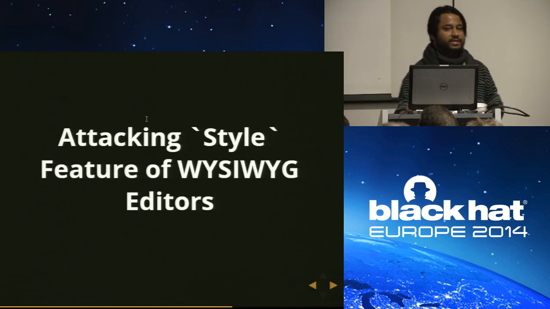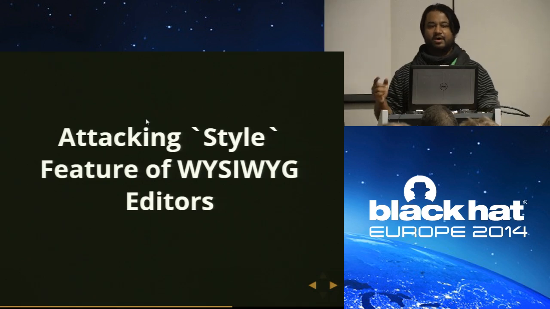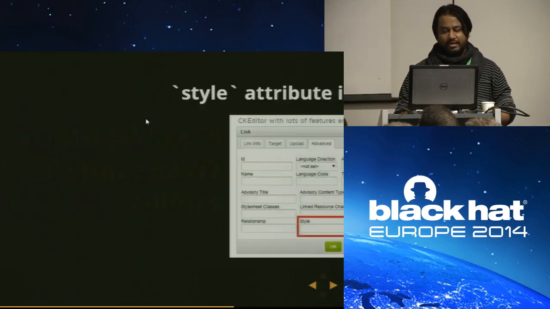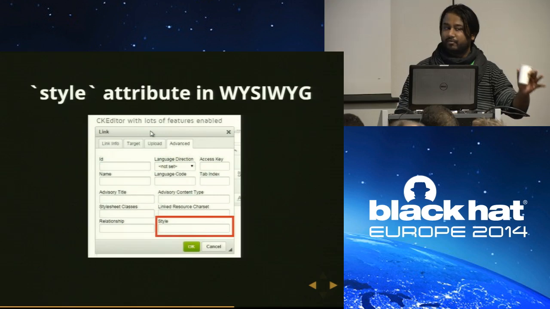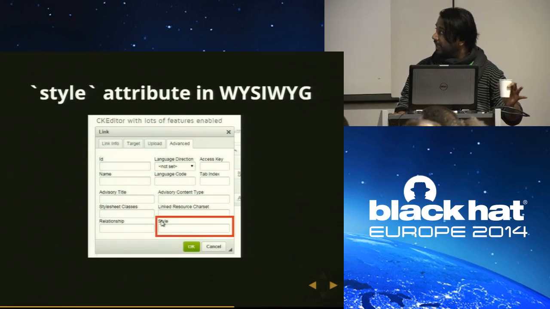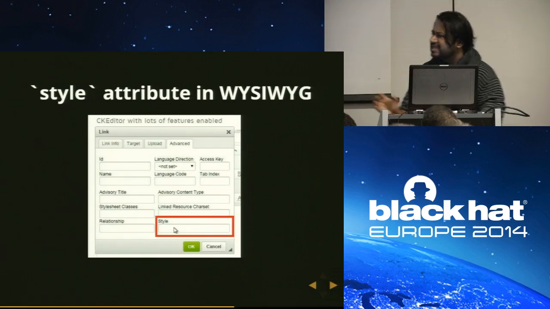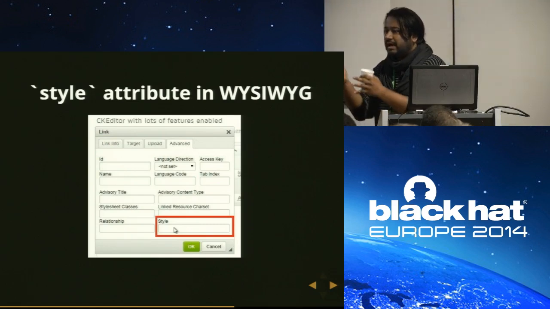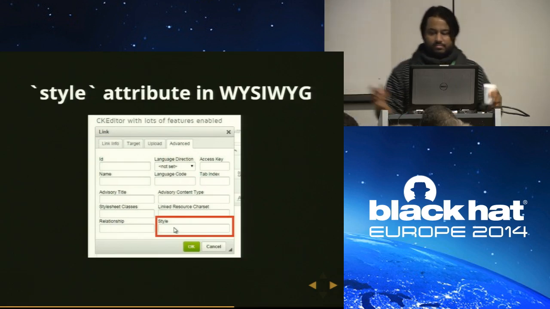Yeah, this is my favorite: how to attack style. Because WYSIWYG editors allow you to set a style also. For example, this is a screenshot from CKEditor, where developers have consumed 88,000 cups of coffee. And if you want to make a link, then in the Advanced tab, they allow you to style it also. They are asking you, okay, you can style the link. We will style it.